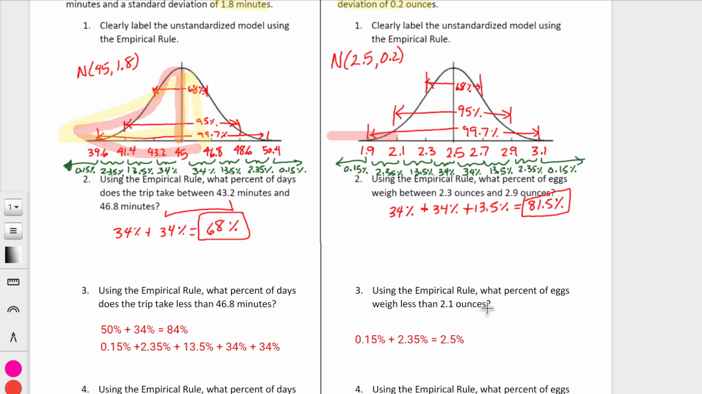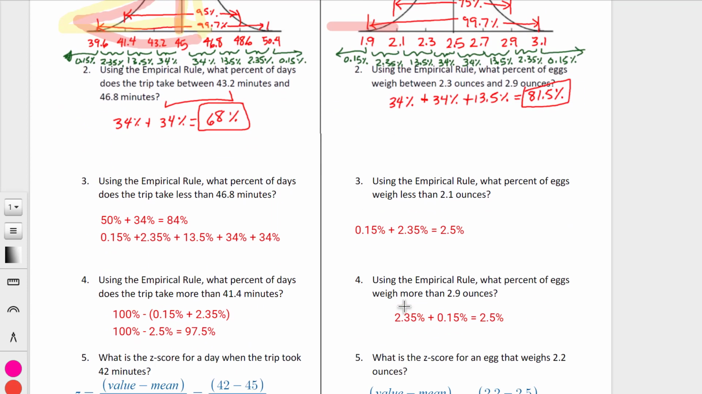What percent of eggs weigh less than 2.1 ounces? This is only 2 sections that I've highlighted right here. The first piece is 0.15, and the next piece is 2.35%. Add those up, and you have 2.5%. Okay, last empirical rule question. What percent of days does the trip take more than 41.4 minutes?